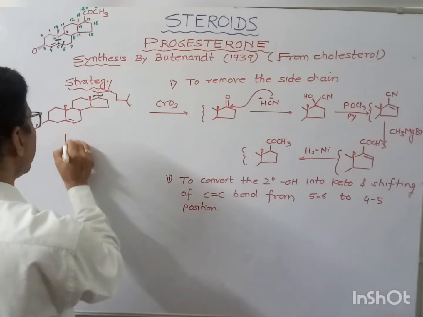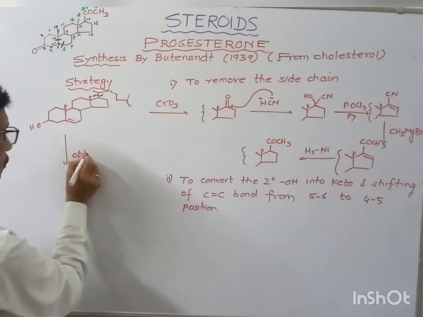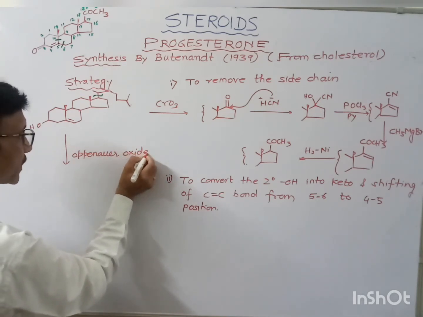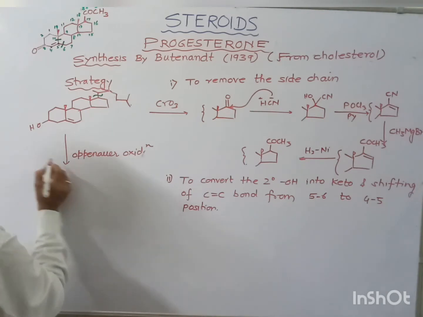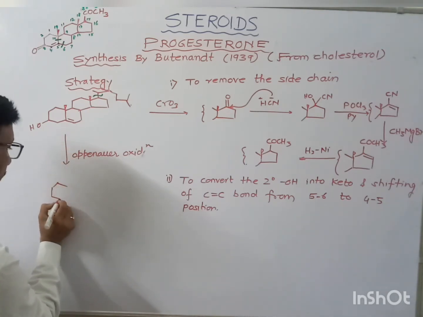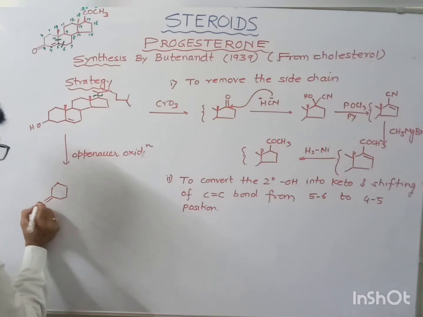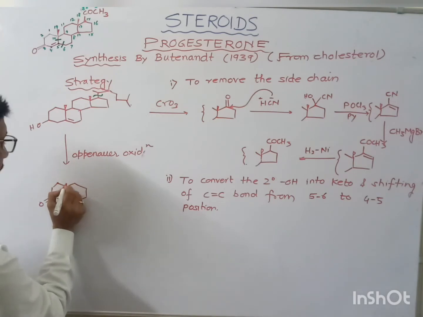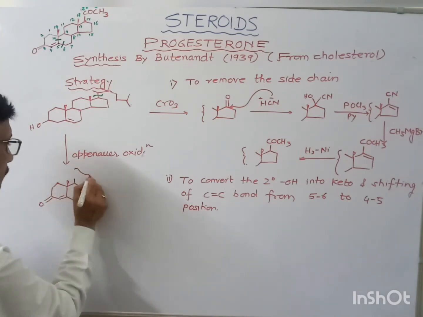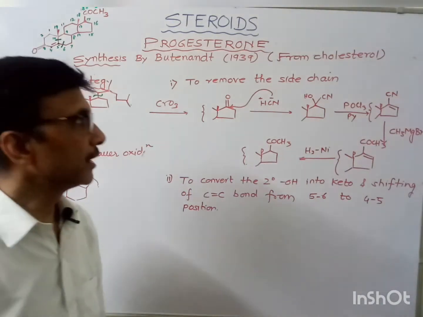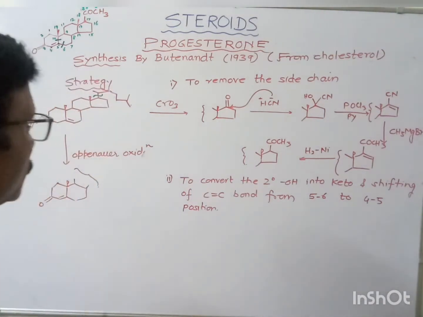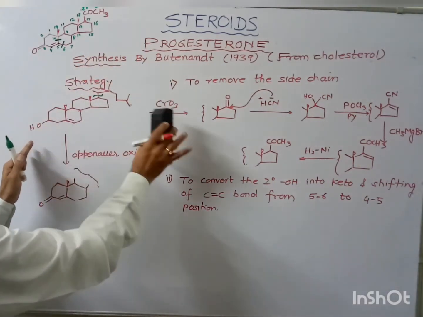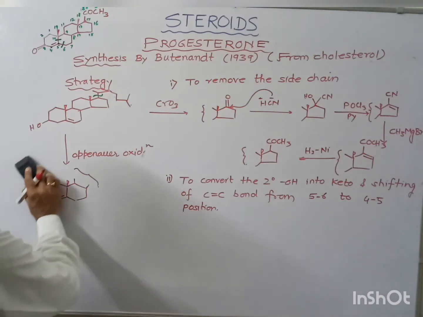So if we do the Oppenauer oxidation in the presence of aluminum tertiary butoxide, then we can convert this OH into the keto, and the double bond would be shifted to this position, and we can write it like this. So these two strategies should be followed here to convert this cholesterol into progesterone. So let's see the synthesis.